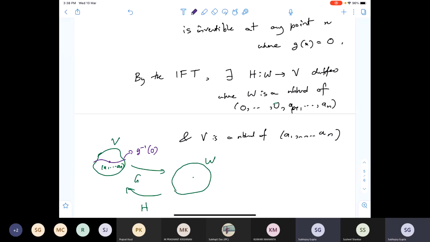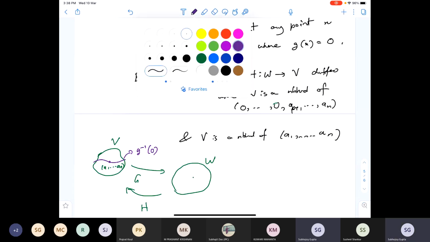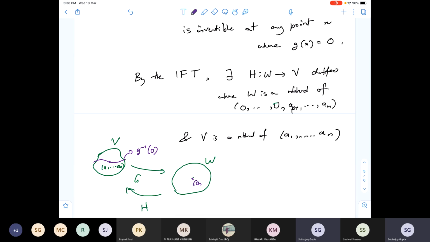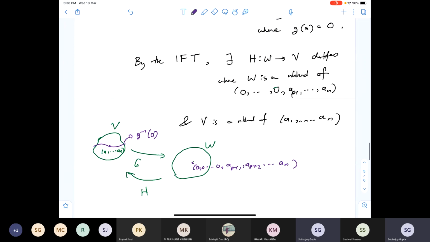This point gets mapped to something like 0, 0, then A p plus 1, A p plus 2, A n, right? And so W is a neighborhood of that point, and V is a neighborhood of that original point, and so the inverse function theorem guarantees that there's a map H that goes from W to V diffeomorphically. Okay, and what happens?